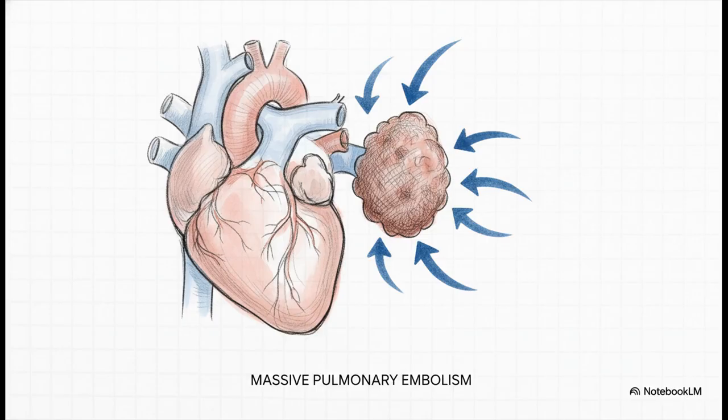This is when a big blood clot, usually from deep in the legs, breaks off, travels all the way to the lungs, and gets stuck. It acts like a giant dam in the pulmonary artery, completely blocking blood from getting from the right side of the heart to the lungs.